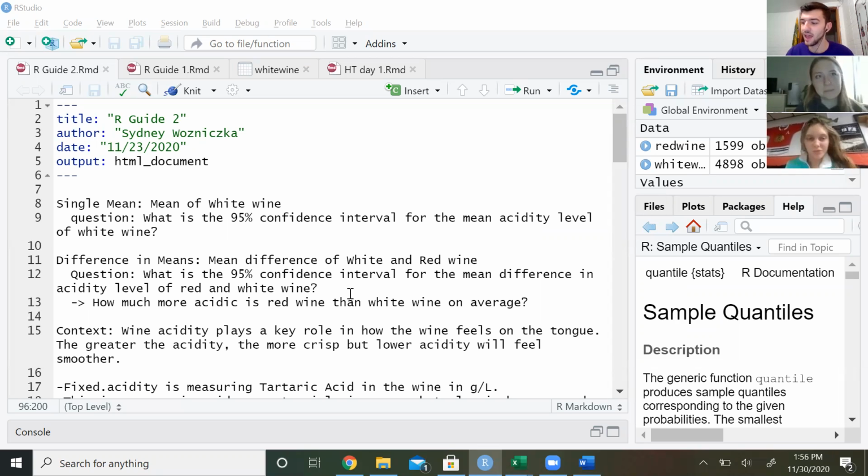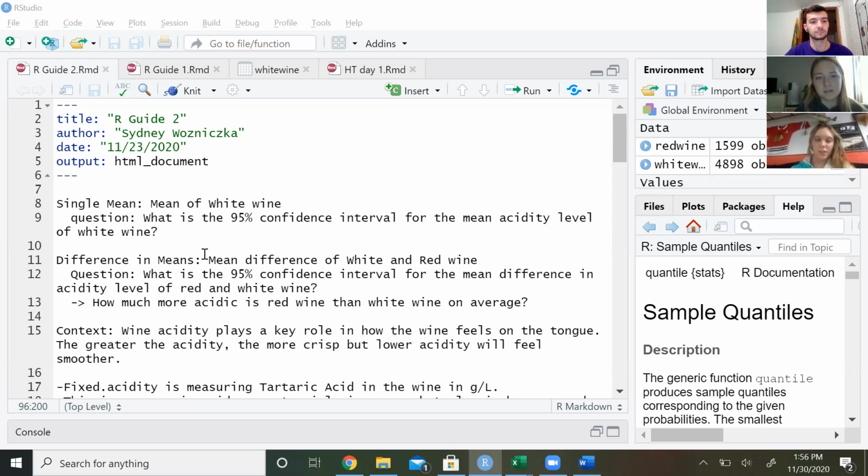I'm Lil, and today we're going to be demonstrating how to make bootstrap confidence intervals in R for both a single mean and a difference in means. So for the single mean, that's just the mean of white wine that we're going to be using. And the question is, what is the 95% confidence interval for the mean acidity level of white wine?